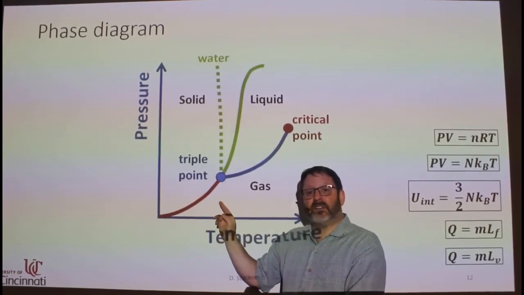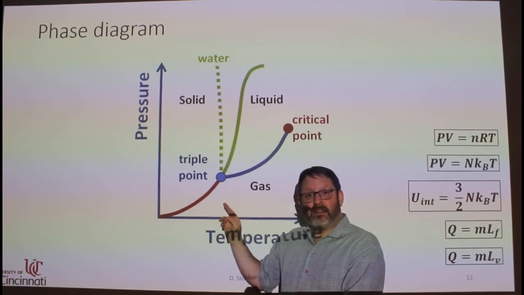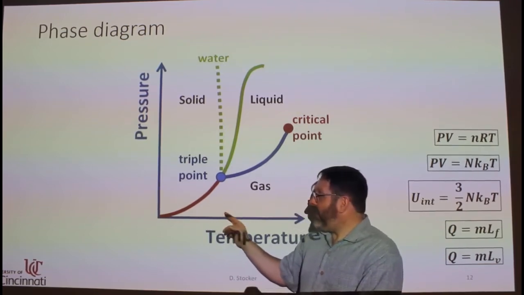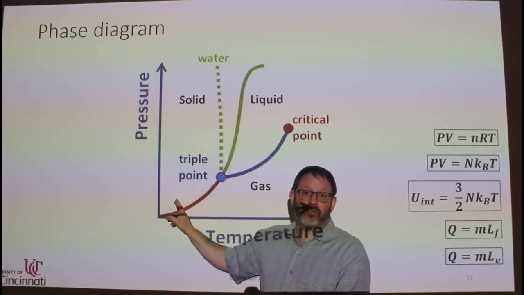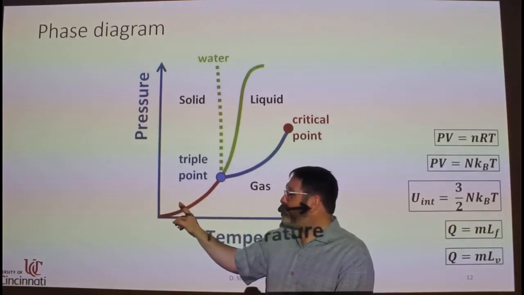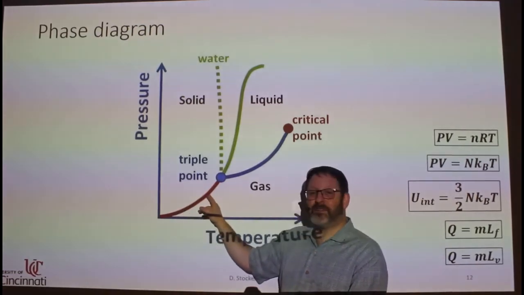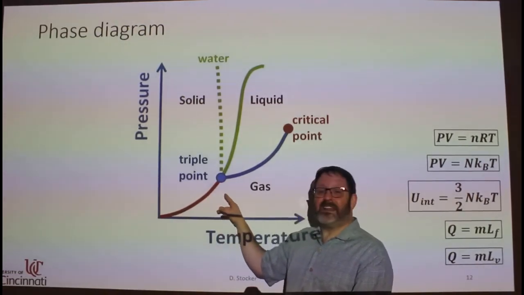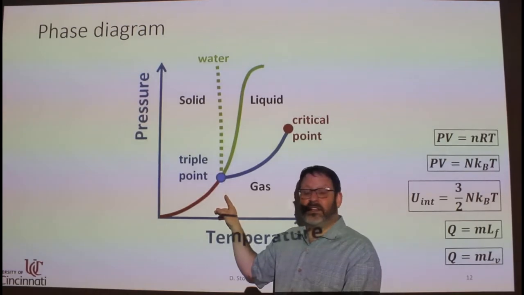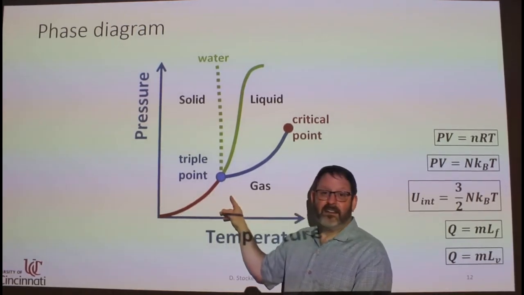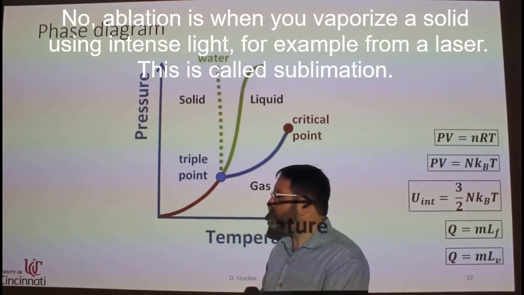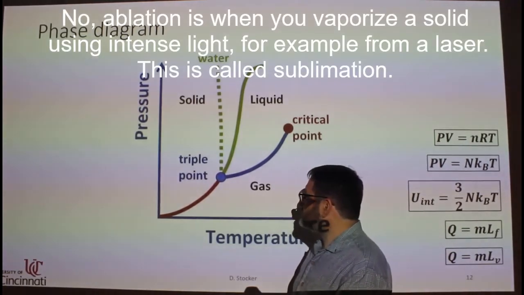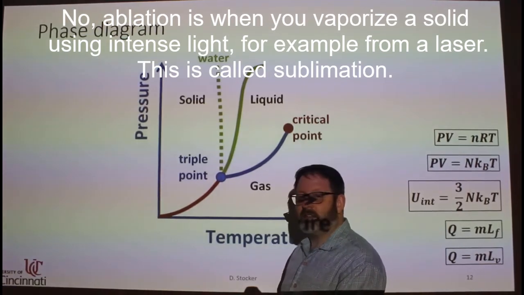An example of this is carbon dioxide at atmospheric pressure. So at atmospheric pressure, solid carbon dioxide is called dry ice. And the reason it's called dry ice is because as its temperature increases and it changes phase, it doesn't create liquid. It goes directly from solid to a gas. I think that's called ablation. I need to look that up.